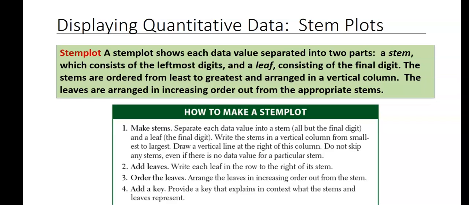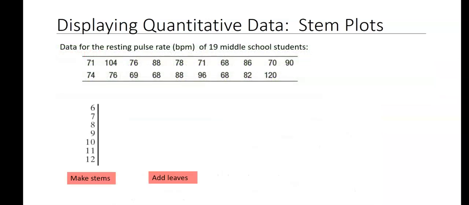Write the stems in a vertical column. So all the, in this case, the tens digits there. Do not skip any stems, even if there's no data value. So you have to keep those consistent on the left. Add leaves. Those are the ones digit in this case. Add each leaf to its row, order the leaves, and then add a key.